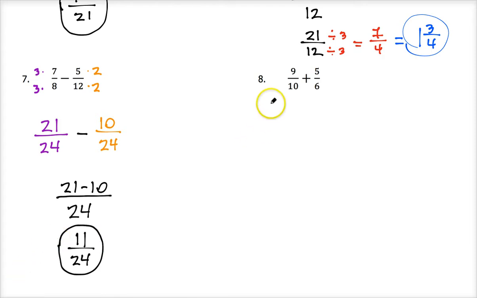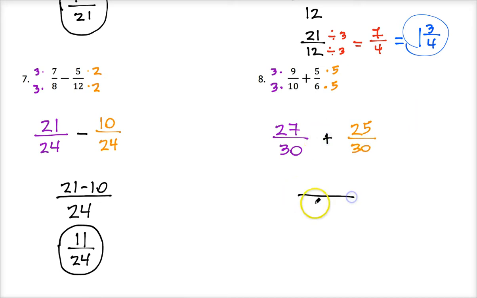Okay, final example, number 8, 9 tenths plus 5 sixths. So 10 and 6, the LCM of 10 and 6 is 30. So I can multiply my 10 by a 3 and do the same thing to my 9. So this gives me the equivalent fraction 27 over 30. 6 I can multiply by 5, do the same thing to my numerator, and so I get 25 thirtieths for my second fraction.